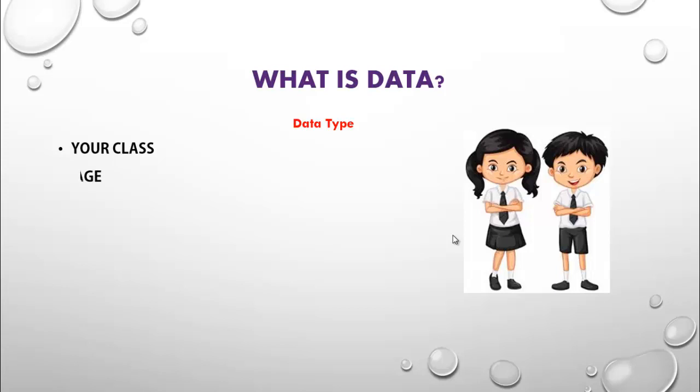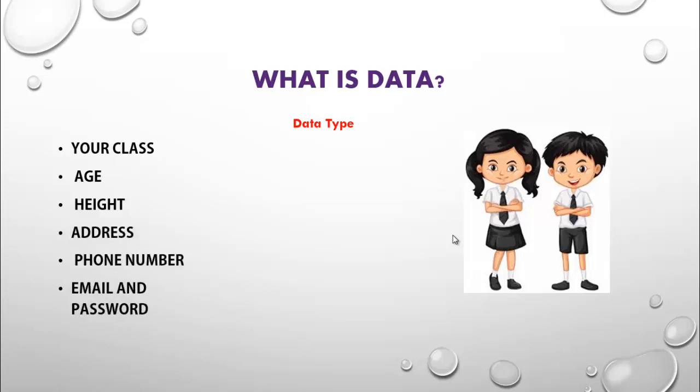Your age, your name, all this information is called just data. Address, phone number, email, passwords, date of birth, these are all called what? Data. So now we are going to see their data types.